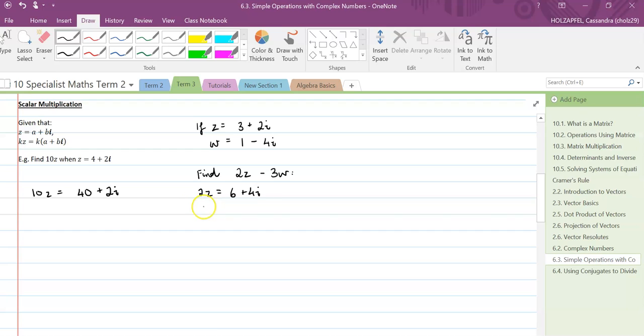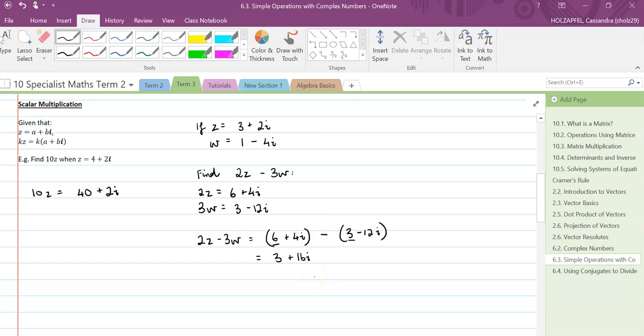Next, we're going to find 3w. So that's going to triple everything here. So we're going to have 3 take 12i. Now we can do 2z take 3w. So that's going to be equal to 6 plus 4i minus 3 minus 12i. So first we're going to do the real parts together. So 6 minus 3 is equal to 3. And 4 minus negative 12 is going to be equal to positive 16i.